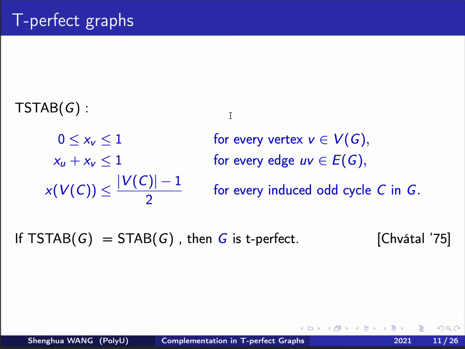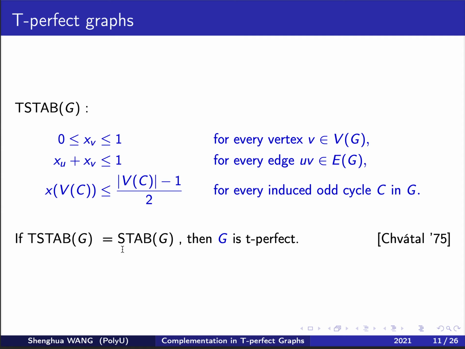Now we know that an odd cycle and its complement are not perfect. Therefore, for an odd cycle, we need to have an odd cycle constraint, since for an odd cycle with length n, at most (n minus 1) over 2 of the vertices in this odd cycle could form an independent set. Therefore, we impose this odd cycle constraint. Together with the non-negativity constraints and the edge constraints, all of them form a polytope called the t-stable set polytope.